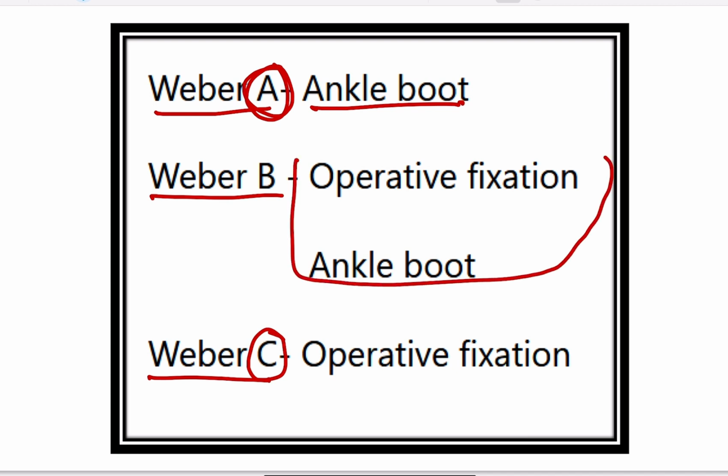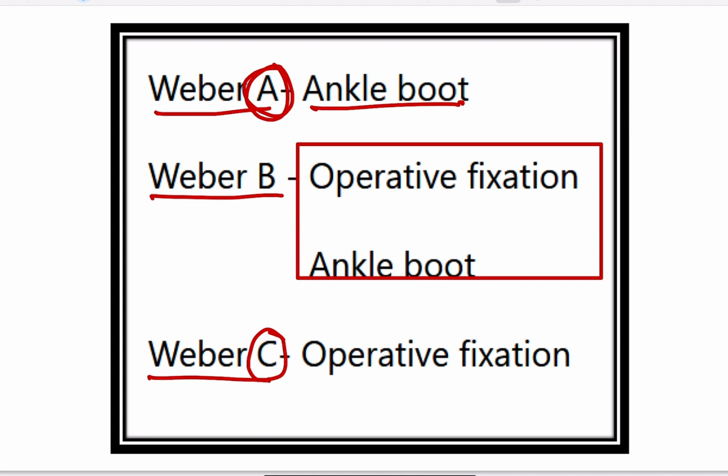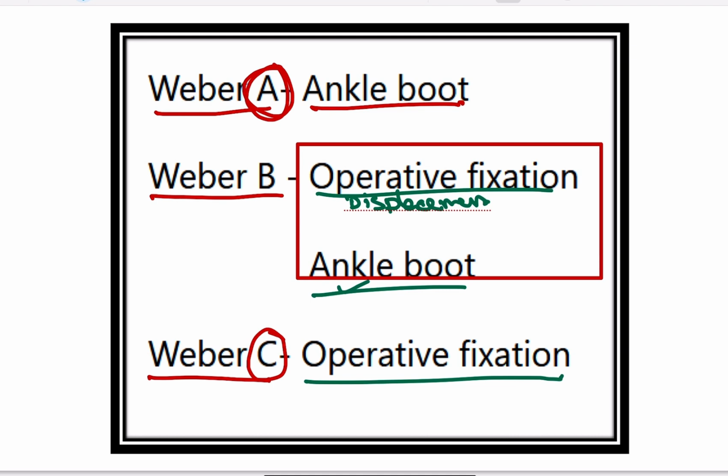One of them is the ankle boot, another one is operative fixation. Operative fixation is used when there is displacement of the joint or displacement of the fracture segment, when both the tibia and fibula are fractured, when there is more displacement. An ankle boot is used when there is less injury, less displacement, a fracture which is in a stable position, meaning no displacement. In this condition an ankle boot may be used, but in most cases operative fixation is required. And in case of Weber type C, it is the upper part, so operative fixation is compulsory.